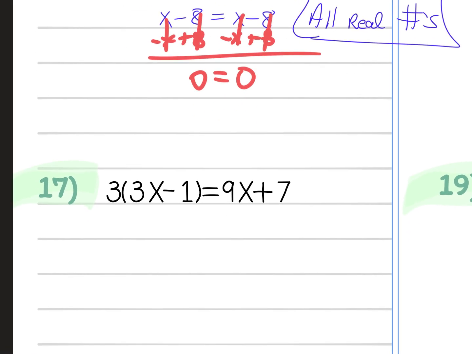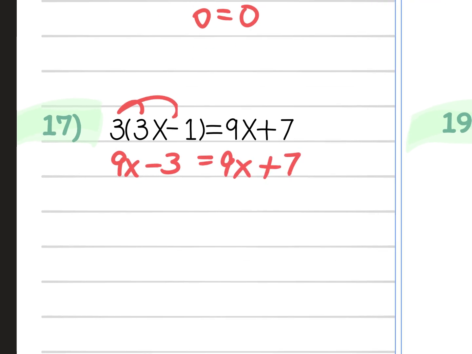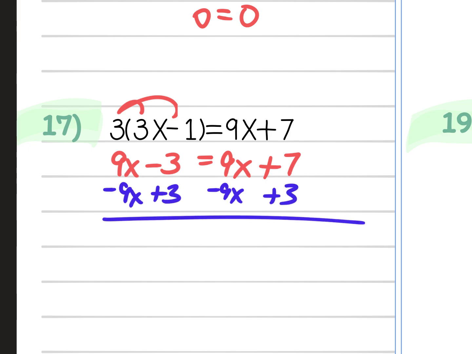Okay, so let's look at 17. Let's distribute. 9x minus 3 equals 9x plus 7. All right, let's subtract 9x from both sides and add 3 to both sides. What's 9x minus 9x? 0. What's negative 3 plus 3? 0. Equals, what's 9x minus 9x? 0. And 7 plus 3 is 10. If someone owes you $10 and they give you nothing, you say, we're even. Is that true? Is 0 ever the same as 10? No. So what's your answer here?